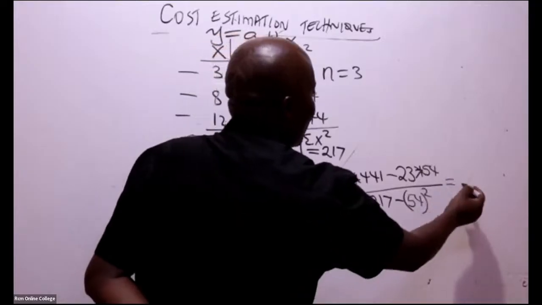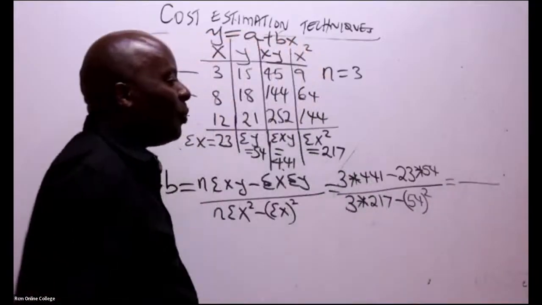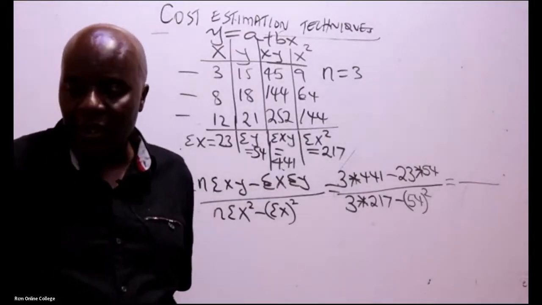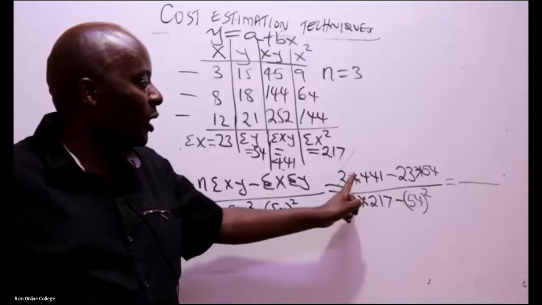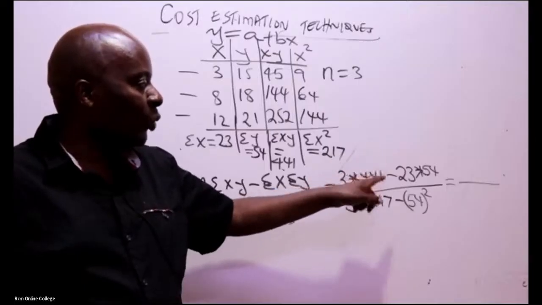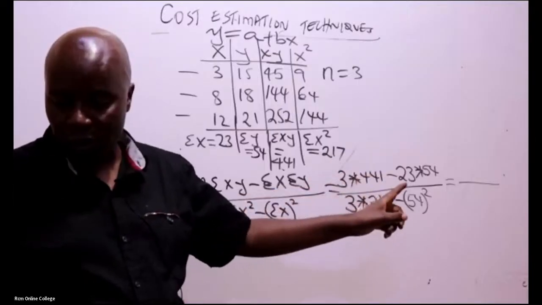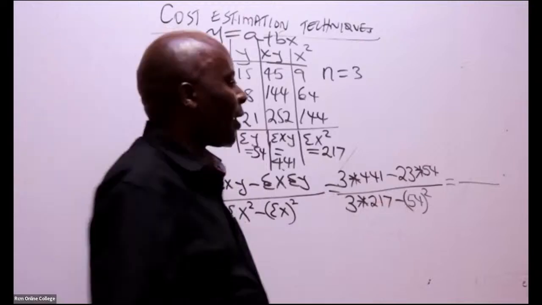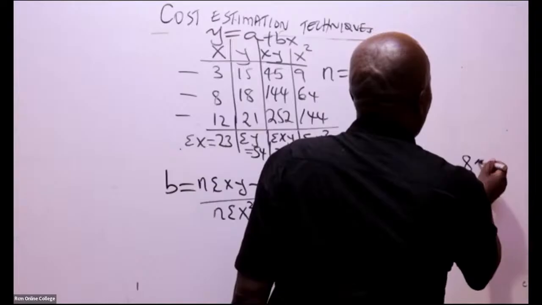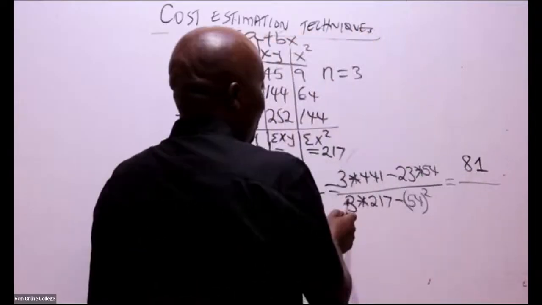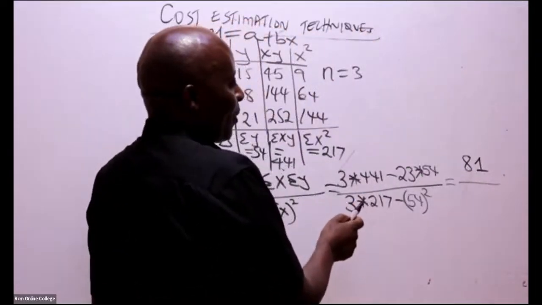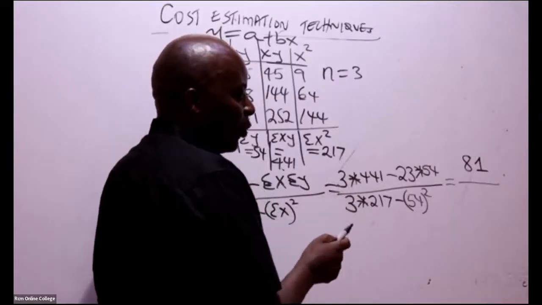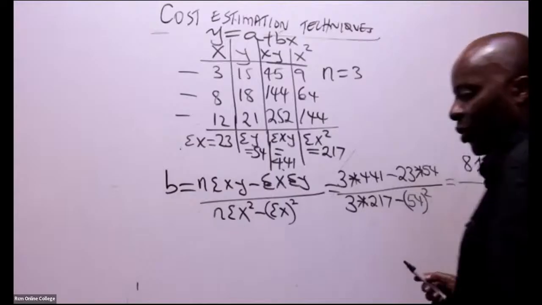Then you get ahead and give me the numerator first. So numerator alone, you say 3 times 441 minus 23 times 54. What figure are we getting? According to Helen, we are getting 81. Thank you so much. And then we have here 3 times 217 minus 54 squared.